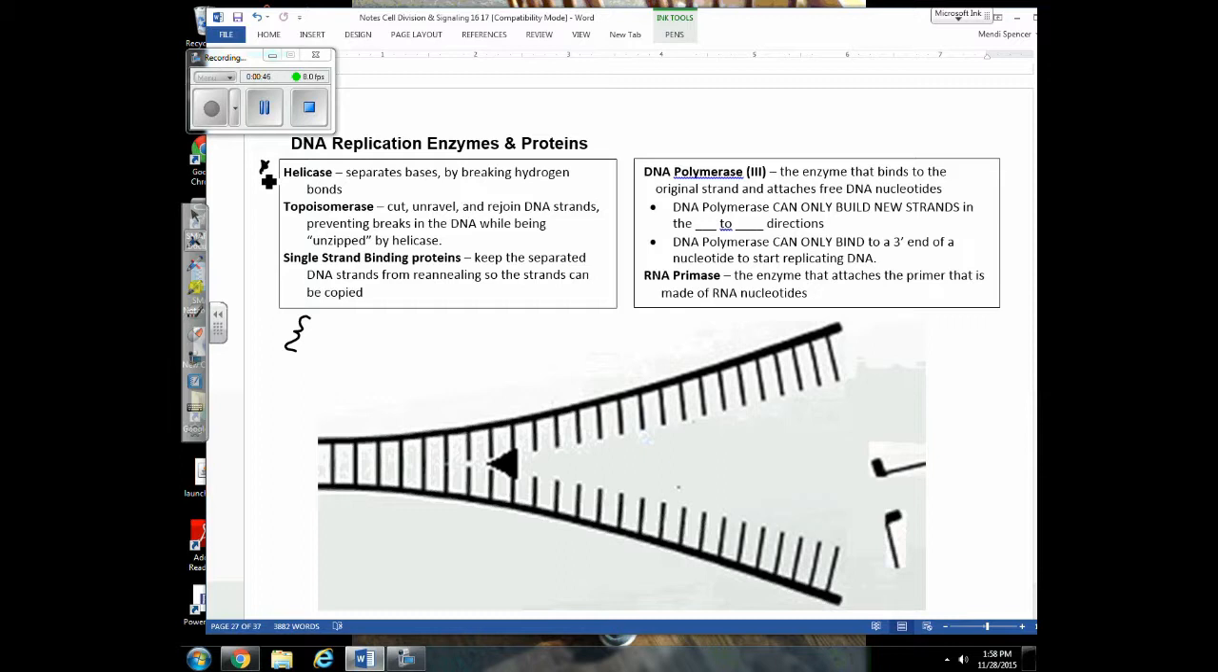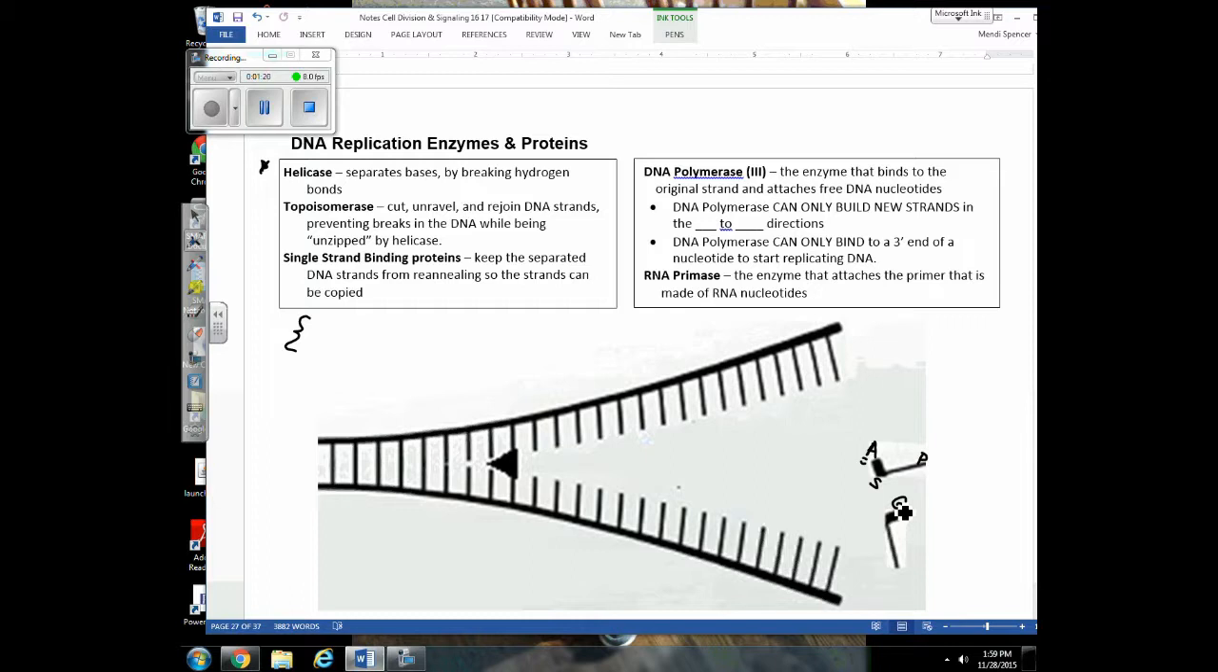So here's a nucleotide, and maybe this one has adenine on it. So there's a phosphate, there's the sugar, and then there's the base, adenine. And this one would have maybe guanine on it. So there's a phosphate, sugar, and then the base is guanine. And we have these everywhere. So we have these free-floating nucleotides that we can use to build new strands of DNA.